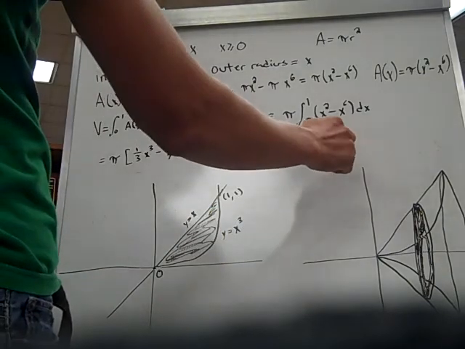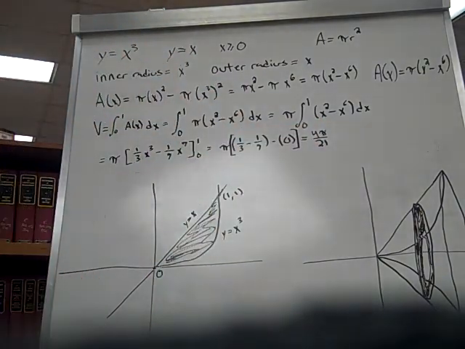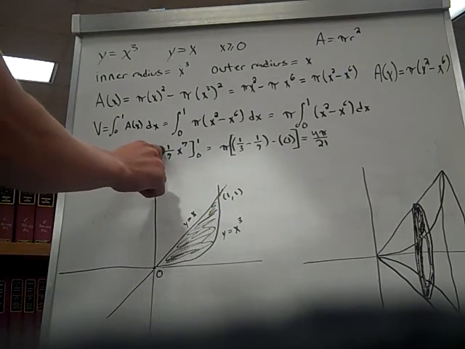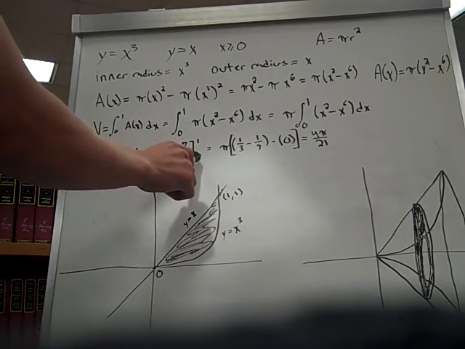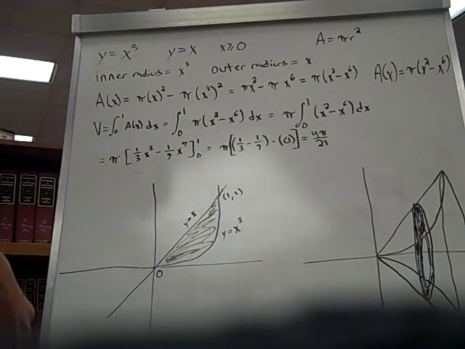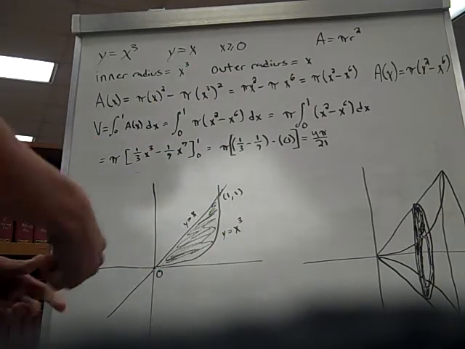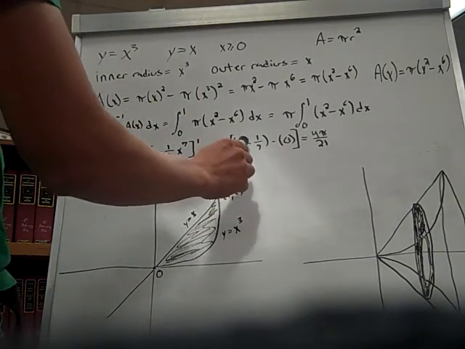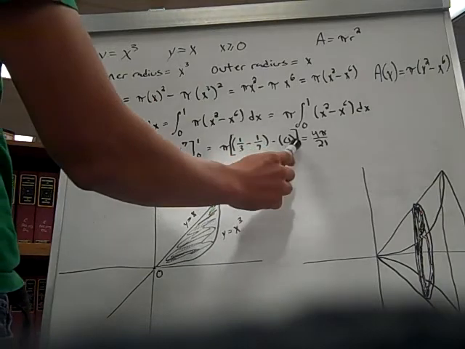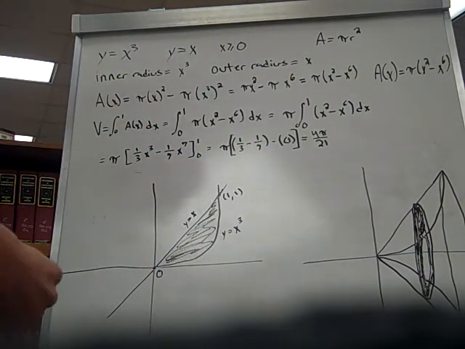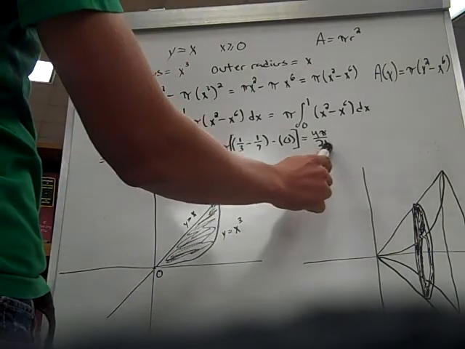Alright, when you take the integral of x squared minus x to the 6th, you end up with 1/3 x cubed minus 1/7 x to the 7th, evaluated from 0 to 1. So when you plug in 1 and 0 and subtract them from each other, you get 1/3 minus 1/7 for 1, and then minus 0. And I'm going to assume that you guys know how to combine fractions. And your final answer, you end up with 4 pi over 21.